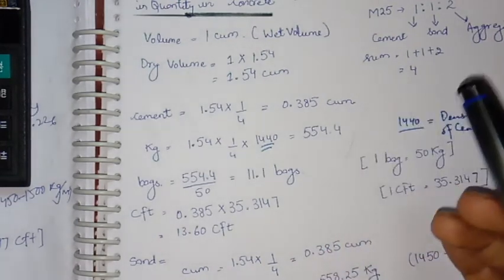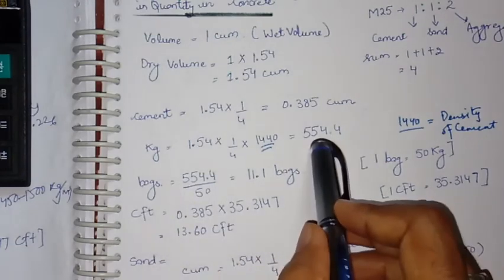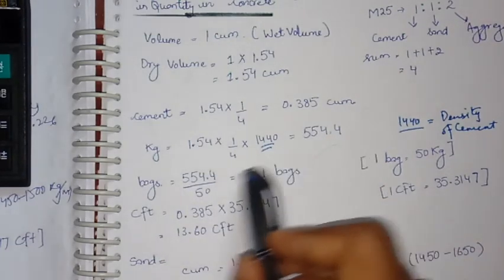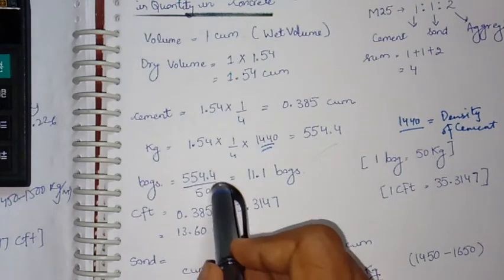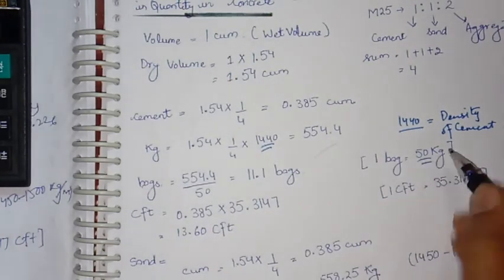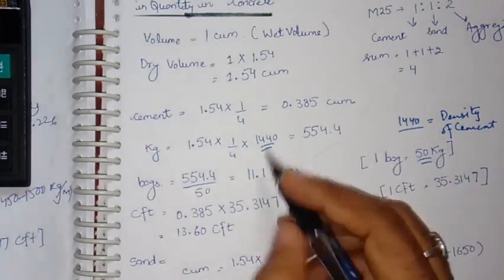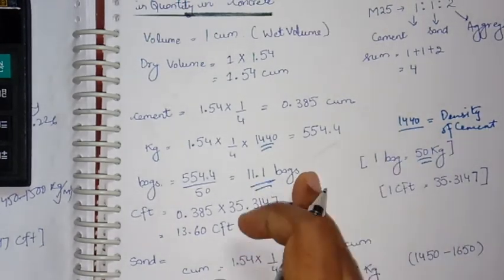To calculate how many bags it requires, it's simply 554.4 divided by 50, and this 50 is because in one bag there are 50 kgs of cement, so I've just divided by 50. So the answer I got is 11.1 bags.